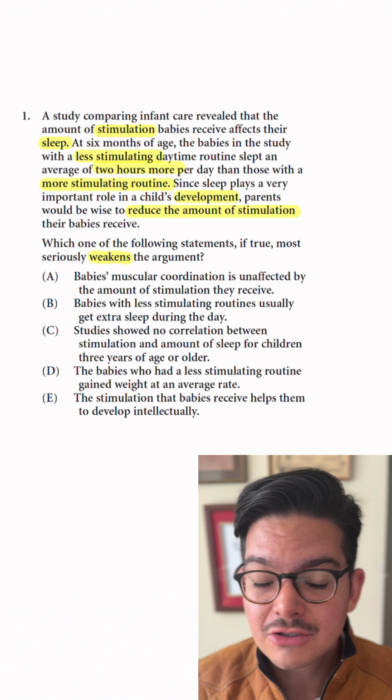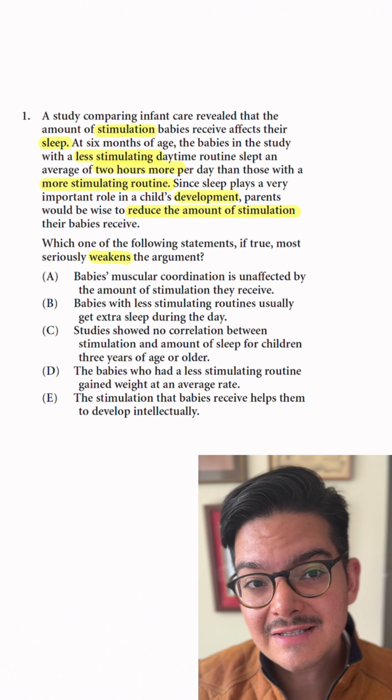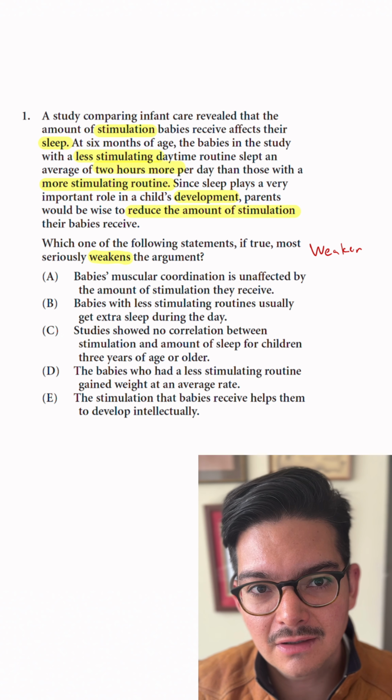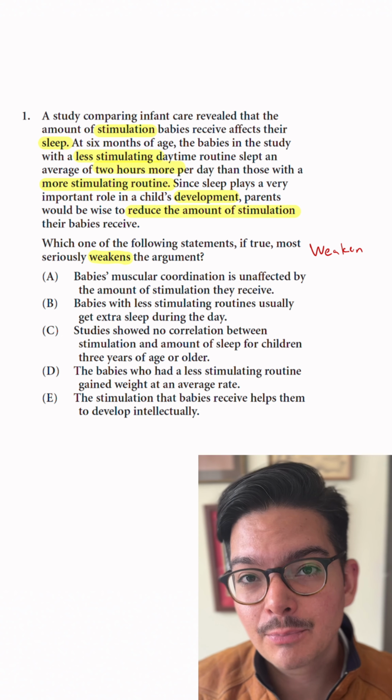Now, the question stem says, which one of the following statements, if true, most seriously weakens the argument? So this is clearly a weaken question, which means that your goal is to look for the answer choice that undermines the conclusion. Before we look at the answer choices, let's pre-phrase the flaw.